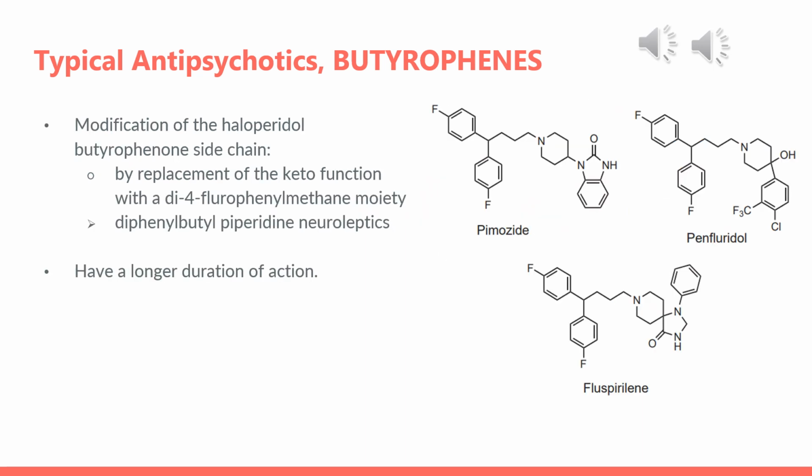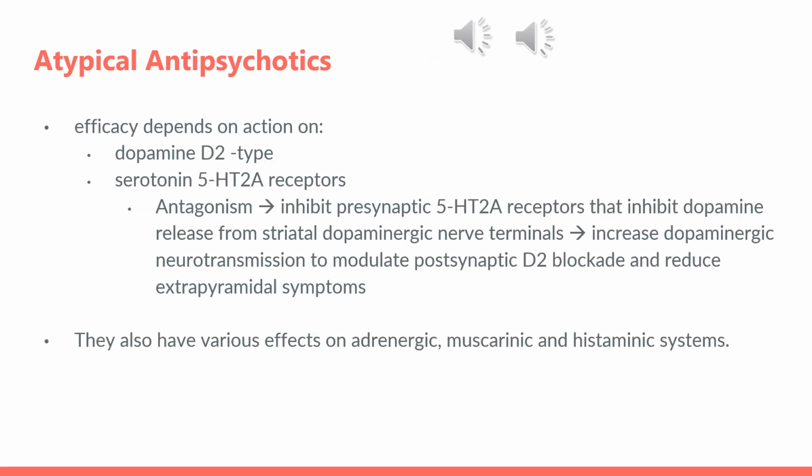Modification of the haloperidol butyrophenone side chain by replacement of the keto function with a di-4-fluorophenylmethane moiety results in diphenylbutylpiperidine neuroleptics, such as pimozide, penfluridol, and fluspirilene. The diphenylbutylpiperidine neuroleptics have a longer duration of action. Regarding atypical antipsychotics, their efficacy depends on their actions on both the dopamine D2 type and serotonin 5-HT2A receptors.